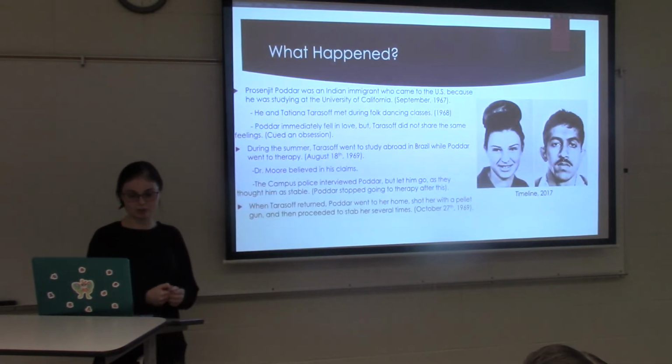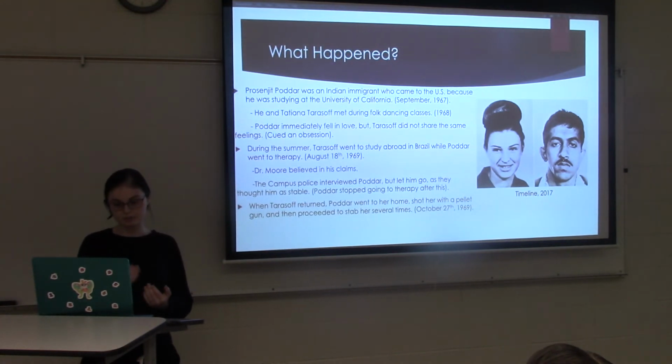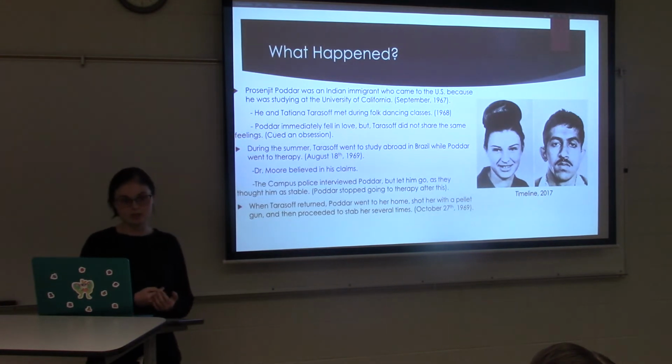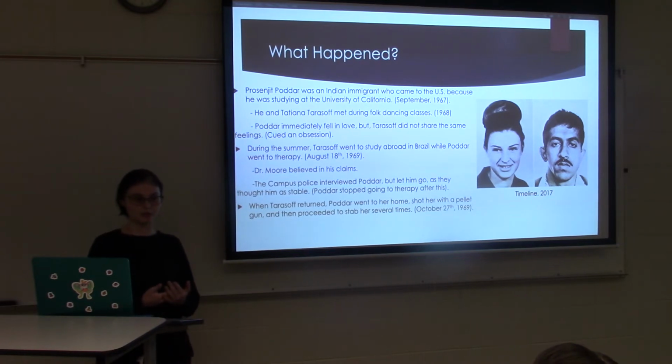A man by the name of Prosenjit Padar was an Indian immigrant who came to the U.S. because he was studying at the University of California in 1967. He and Tatiana TerraSoft met during folk dancing classes a year later, and he immediately fell in love with her. But when he confessed, she did not feel the same way, thus cueing an obsession over her.